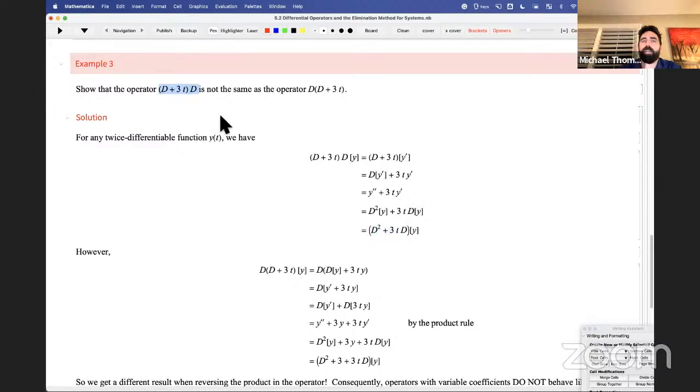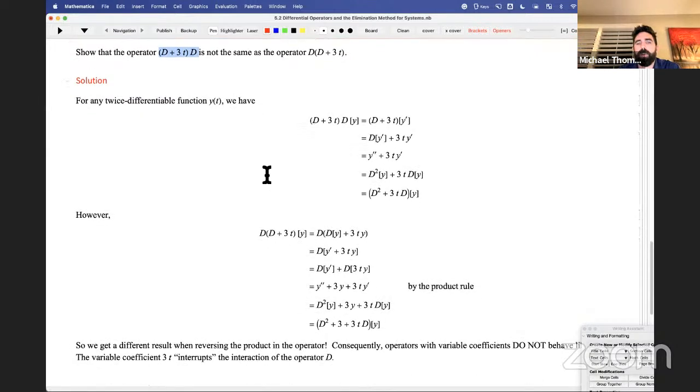Okay. All right, but what if we reverse? Well, if we reverse and we apply to the y function, let's see, we're going to apply the inside one first to y. So we'll push the y to the d, push the y to the 3t like so. And the derivative of the y function is y prime. We've got a 3ty there. Is that part okay?